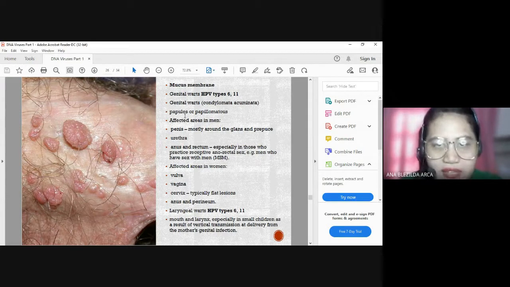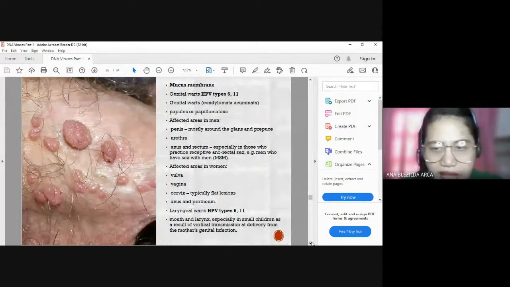So, anong characteristic niya? This one. So, nakikita siya dito sa penis, urethra, anus, and rectum, vulva, vagina, cervix, and perineum. And also in your larynx, di ba? Pwede rin makita yan. Okay? That is what it looks like.